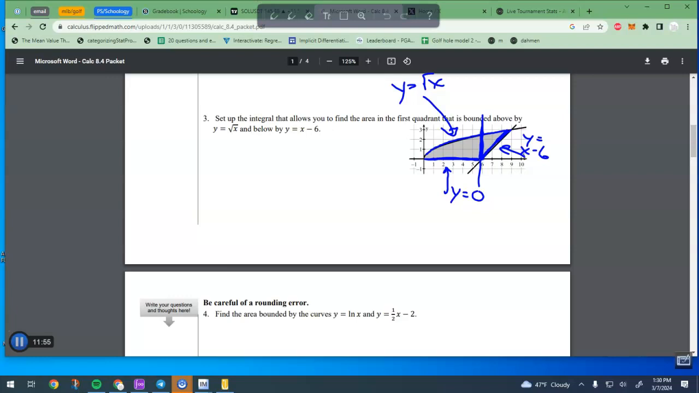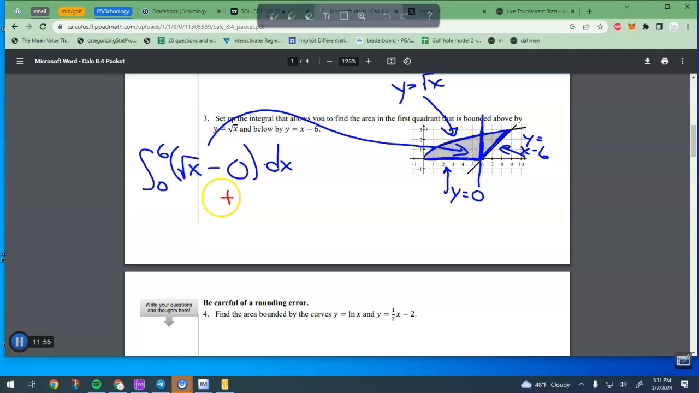So we have to do 2 integrals. We're going to go from 0 to 6. And I'm doing 6 because that's where this corner is, where it changes. What's the top equation between 0 and 6? Square root of x. What's the bottom equation between 0 and 6? Is the y equals 0. So this will find that part.